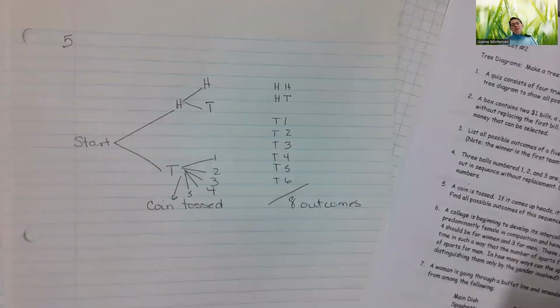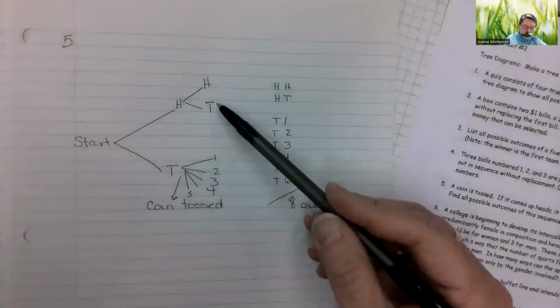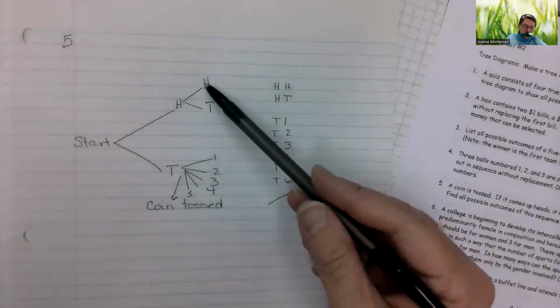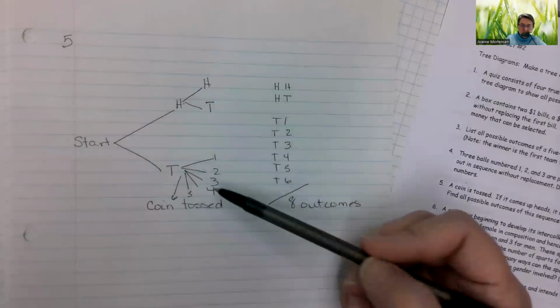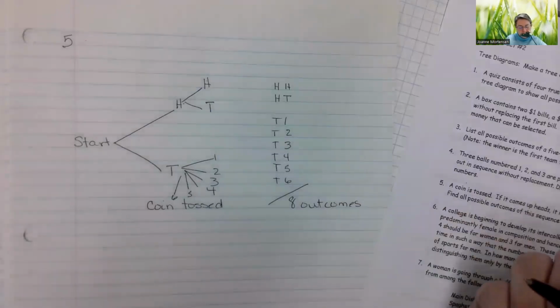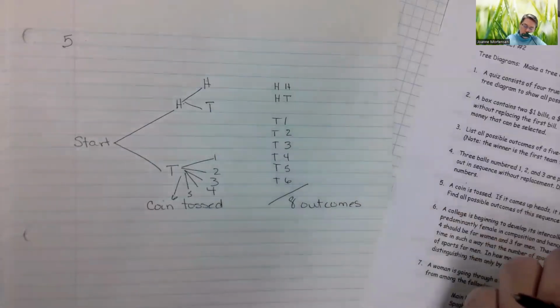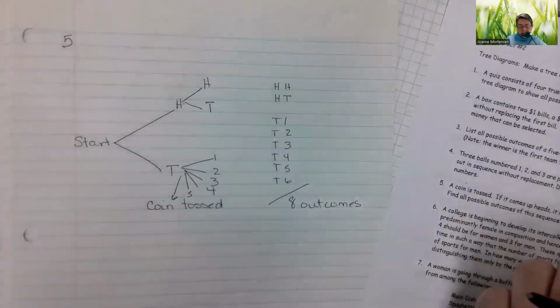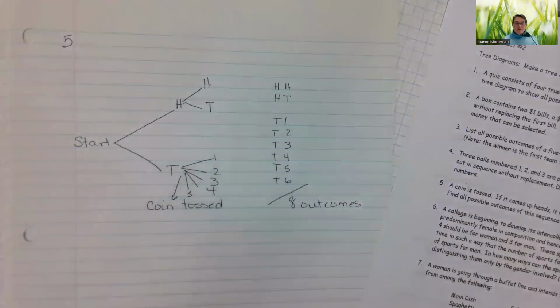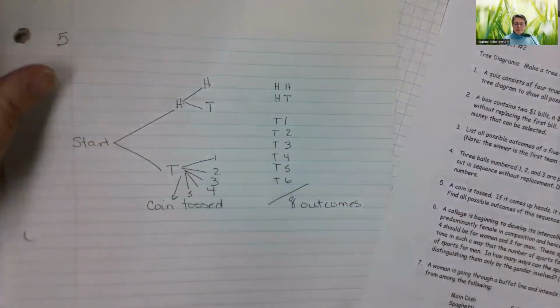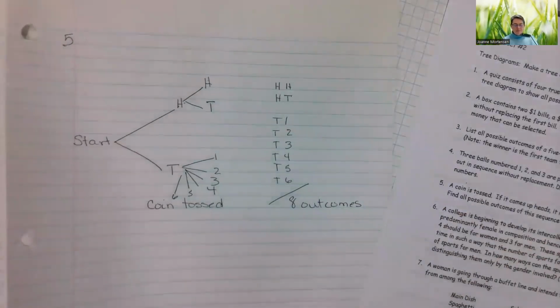And I'm not really sure how to do this without using a tree diagram, simply because if heads happens, then you have to do this next. If tails, it's something different. Yeah, no, I don't think you can. All right, we're getting there.